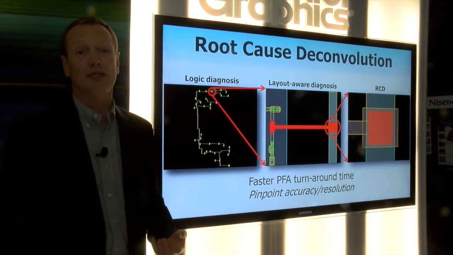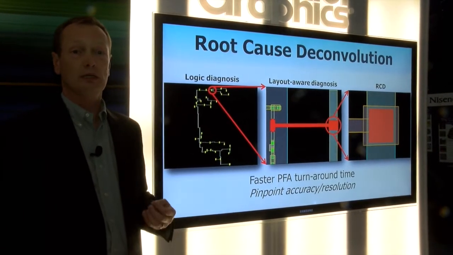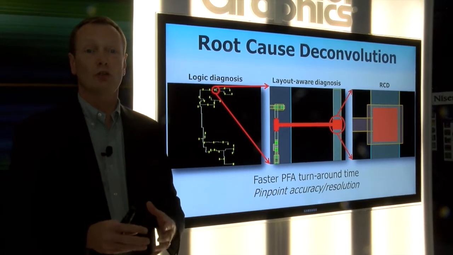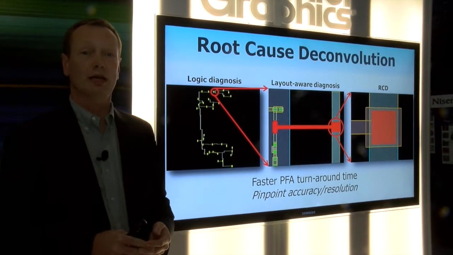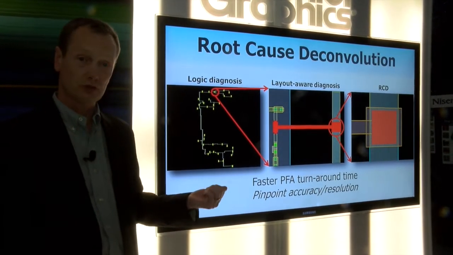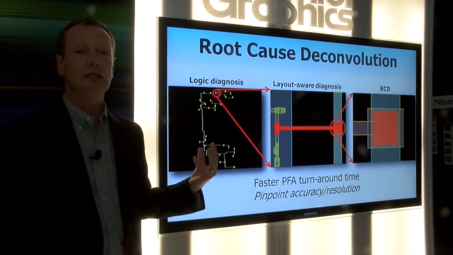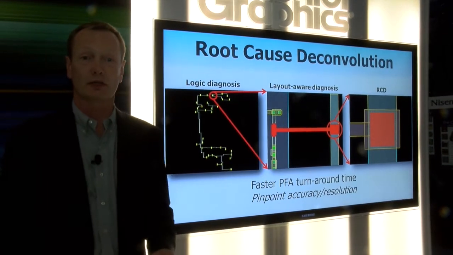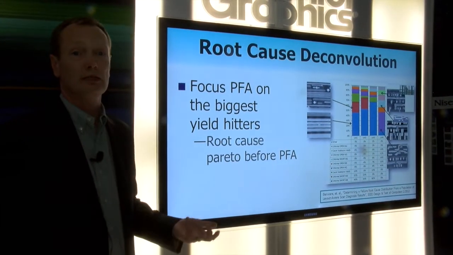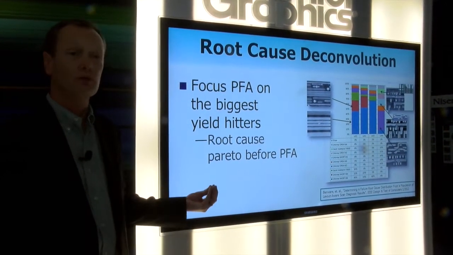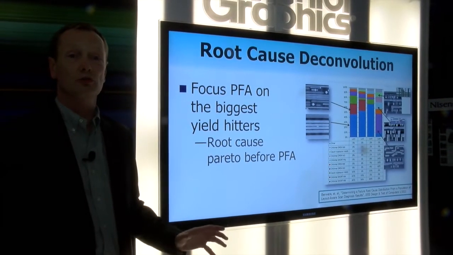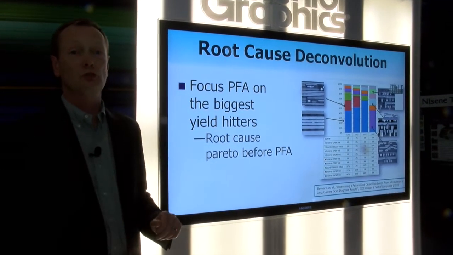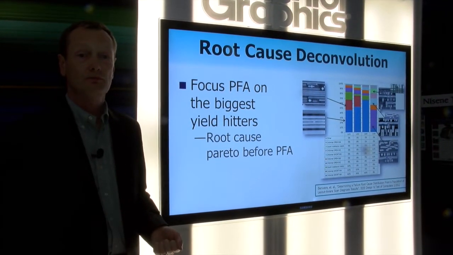Now, the next big step in diagnosis resolution improvement is something we call root cause deconvolution. It's a statistical enhancement technique where we leverage a set of diagnosis results to identify the underlying defect distribution and provide results where we're able to pinpoint exactly the root cause of the defect, the exact via that is causing the failure. This also allows you to generate defect Paretos before any PFA is done, and that in turn allows you to focus on the biggest yield hitters. You know in advance which devices you should focus on and why.